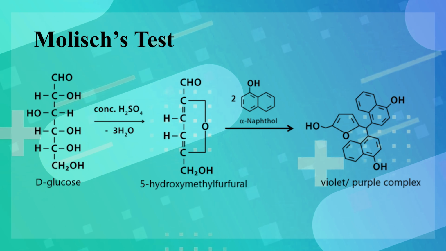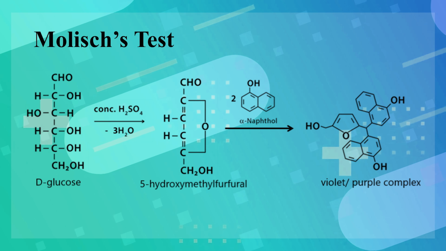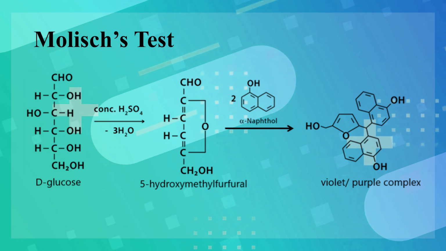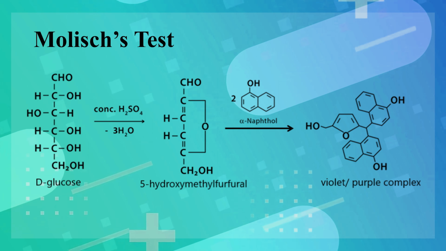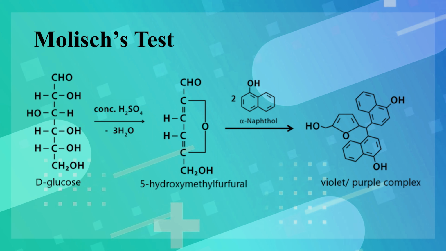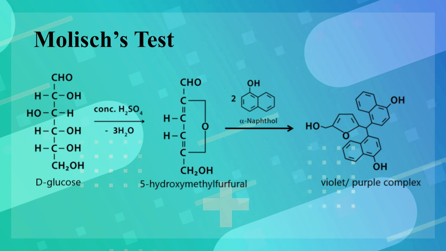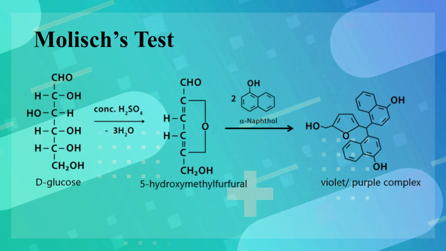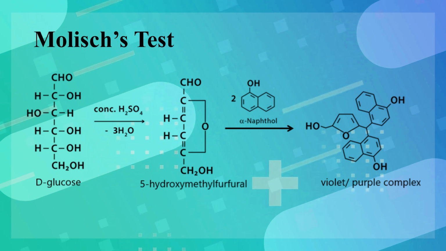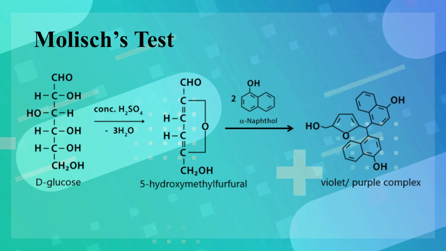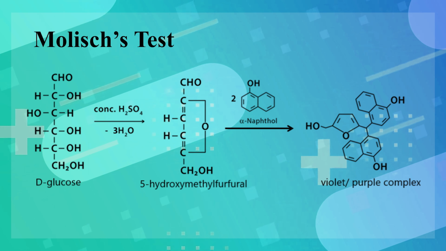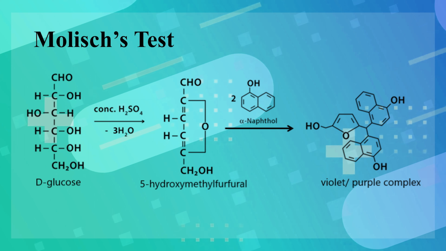of carbohydrates. Disaccharides or polysaccharides also give this test because they will be first hydrolyzed by the concentrated acid to monosaccharides, which will be converted to 5-hydroxymethyl furfural or furfural derivatives, and they will react with alpha naphthol to give violet or purple colored complex.